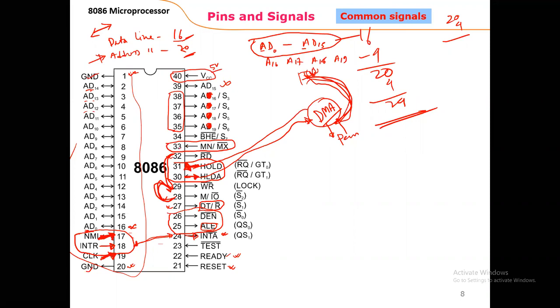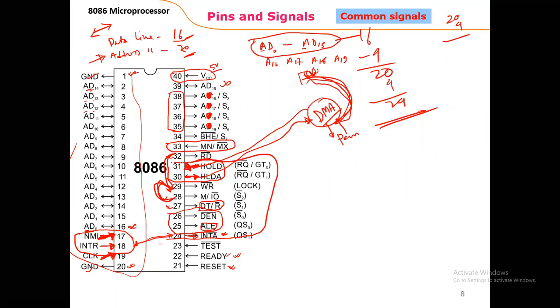If this pin is high, then minimum mode is active. Our 8086 microprocessor works in two modes, minimum mode and maximum mode. If this pin is high, then minimum mode is active. If this pin is low, then maximum mode is active. All are clear? Yes. The difference between minimum mode and maximum mode is just in pins 24 to 31.